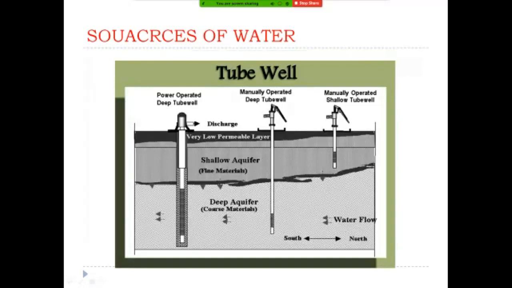This one is a power operated deep tube well, where pumps are used to collect water. And a manually operated deep tube well is the same as a deep tube well but with the help of a hand pump. This one is of normal depth, basically 10 to 15 meters. These are the examples of tube wells.